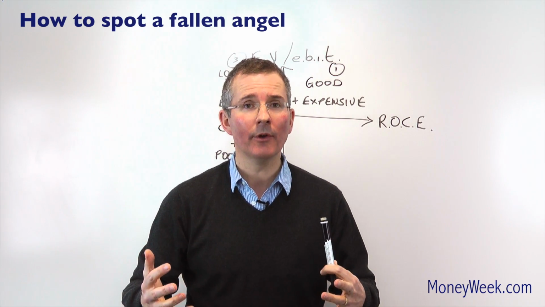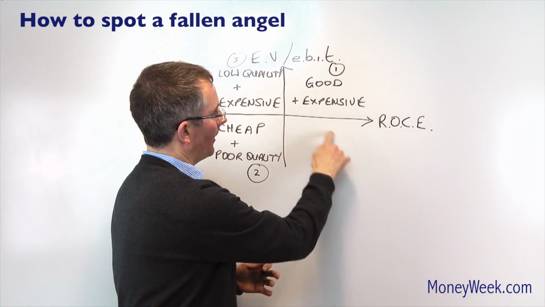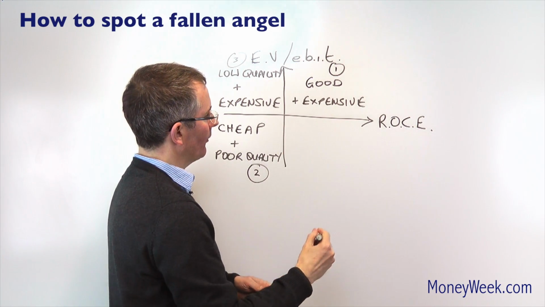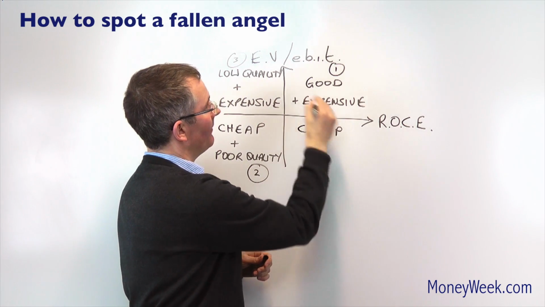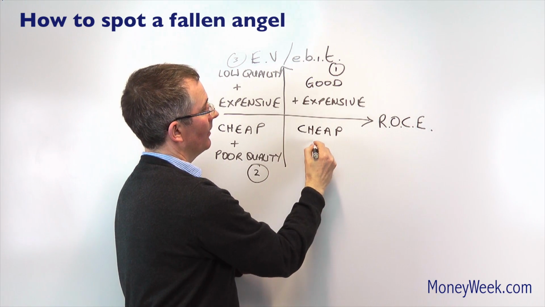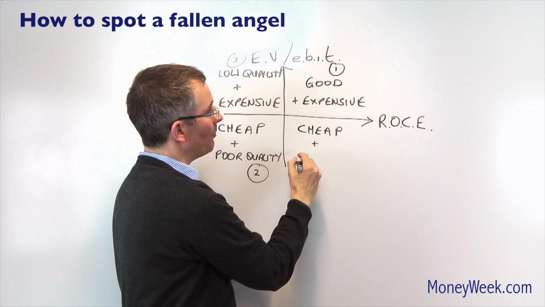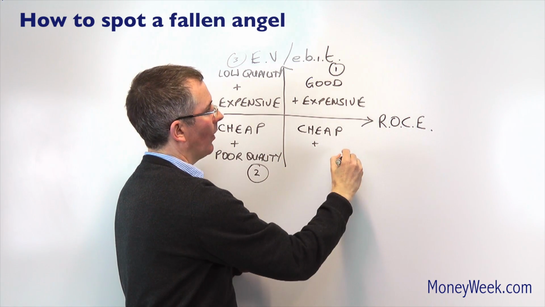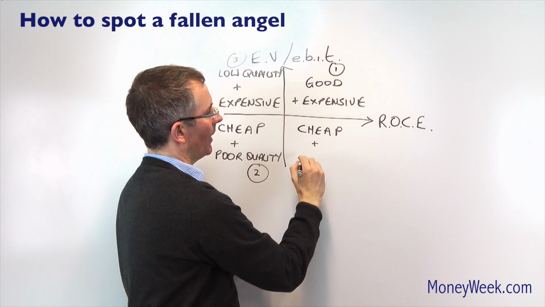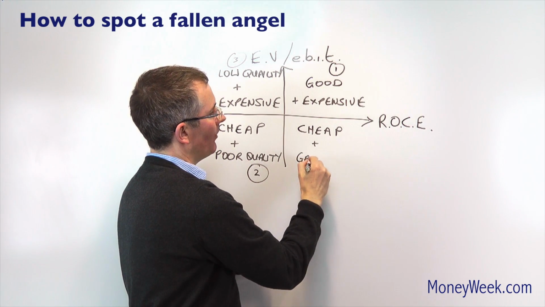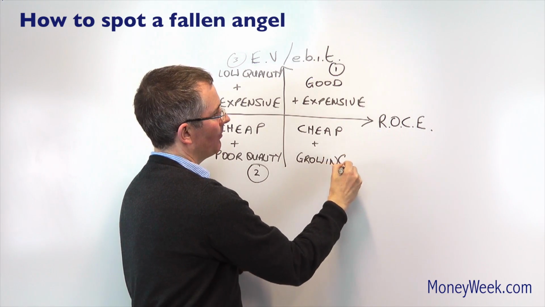you really want. That leaves one quadrant down here, where you've got stocks which are reasonably cheap, using my EV to EBIT measure, but could be potentially high quality. Cheap but offering return on capital employed. So cheap, and if we've got an upward trend in return on capital employed, growing.